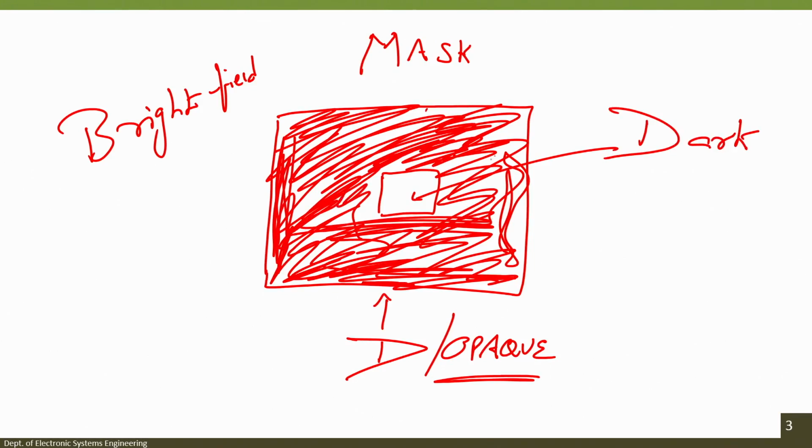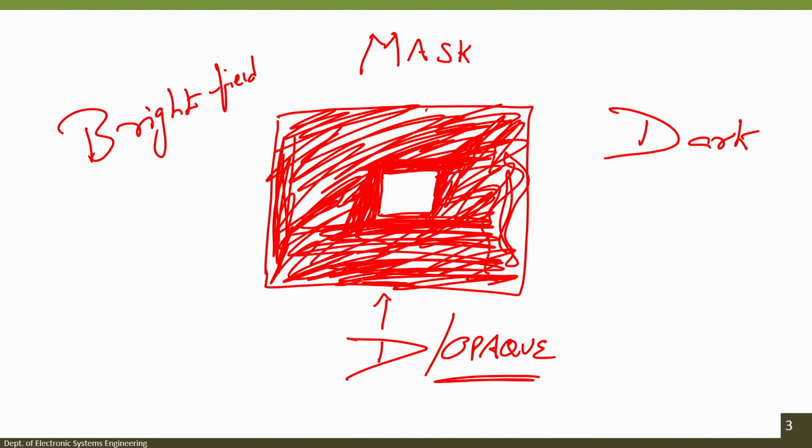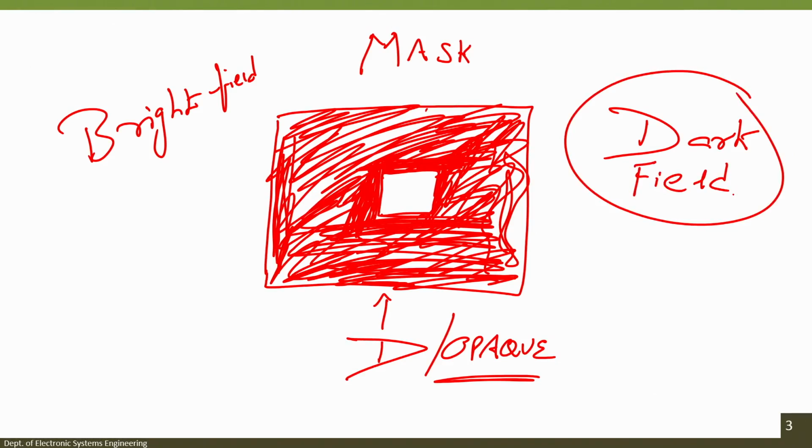It is dark, right? Opaque means light cannot pass through it, is dark. Only the region in the center is transparent. Which region? This region, right? The region which is in the center is transparent, remaining everything is opaque. Okay? Assume that everything is opaque. This is your dark field mask.